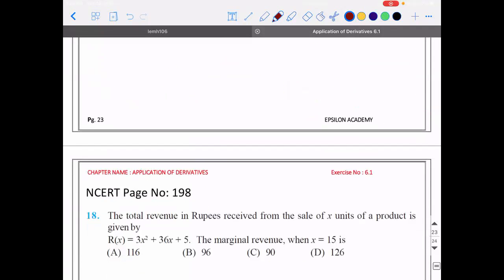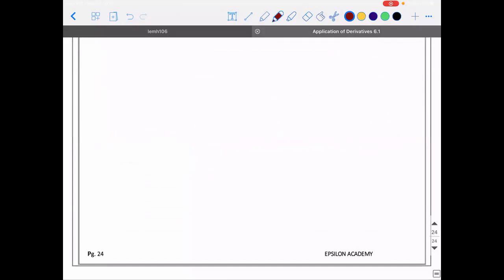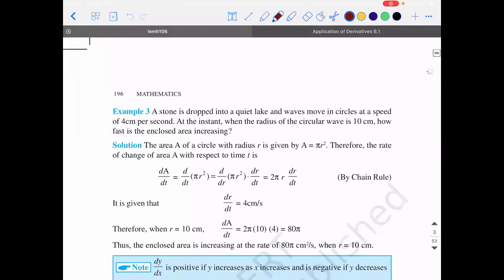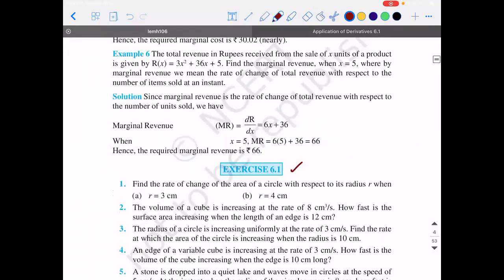Next. Again, total revenue is not needed. We're done with this, right? So I hope nobody has a doubt in this exercise and you're able to do it independently, right? So this is all about 6.1. So 6.1 spoke about the rate of change of quantity.